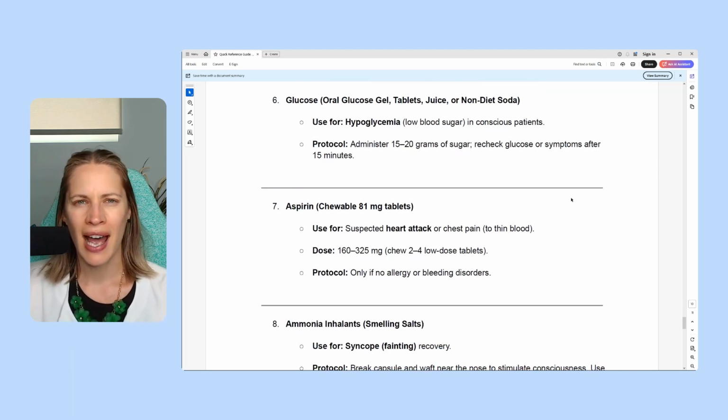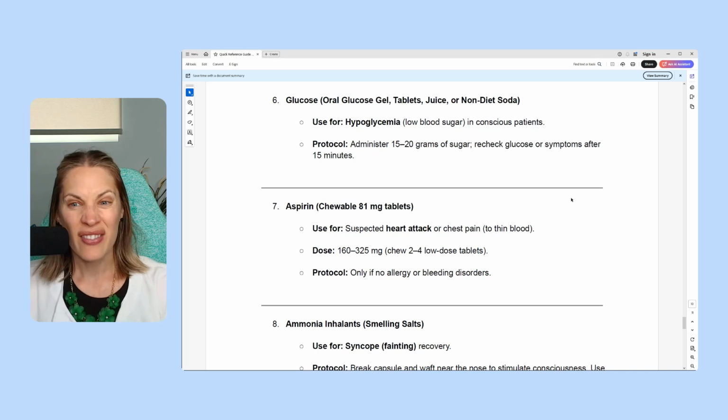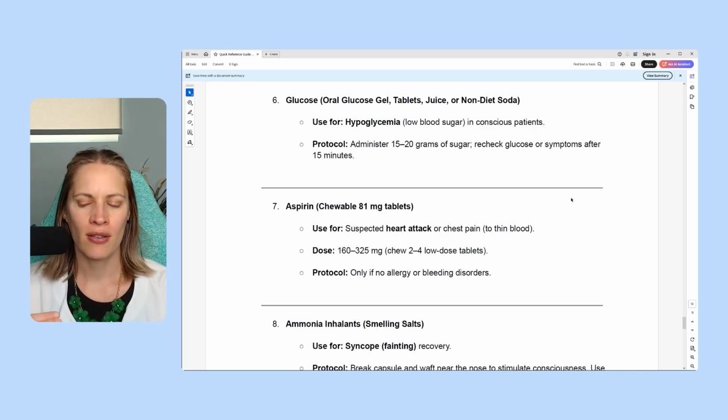Glucose oral gel tablets, juice, sodas even, if they feel like they're low in blood sugar, you would typically give them a juice box, or perhaps they have like glucose tablets. You want to give them sugar. Like, you basically want to give them sugar to bring up their blood sugar quickly. This can happen often if you see a diabetic client and they forgot to eat lunch, or they were rushing to their appointment and didn't eat yet.